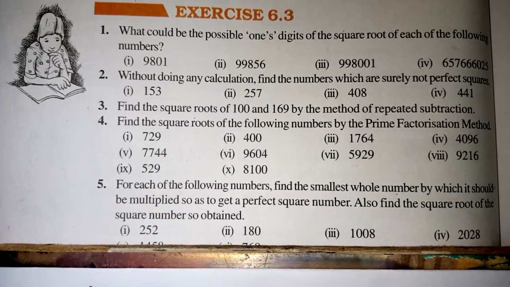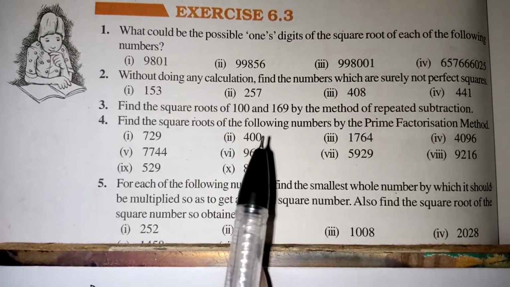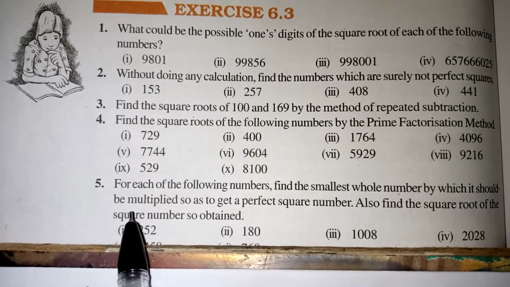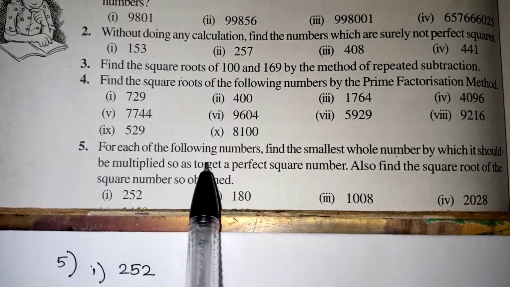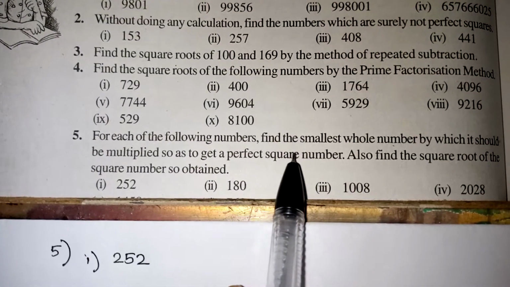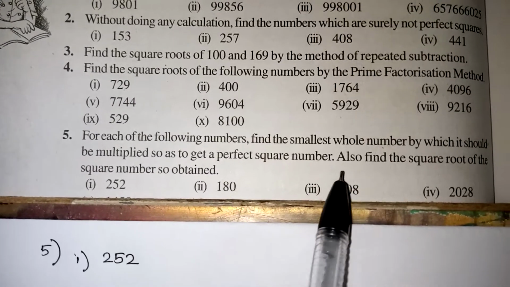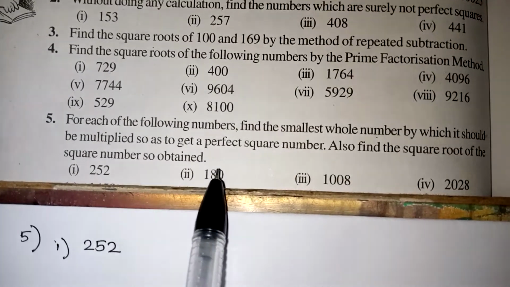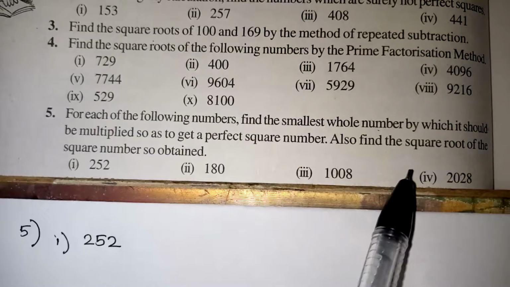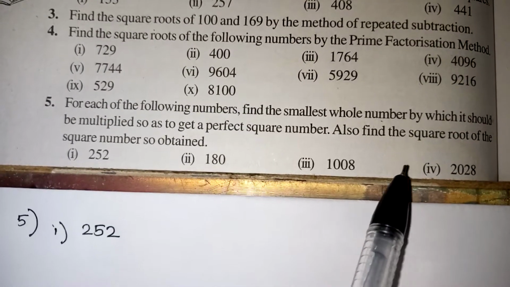Hi students, in this video we are going to learn exercise number 6.3 question number 5. For each of the following numbers, find the smallest whole number by which it should be multiplied so as to get a perfect square number. Also find the square root of the square number so obtained.